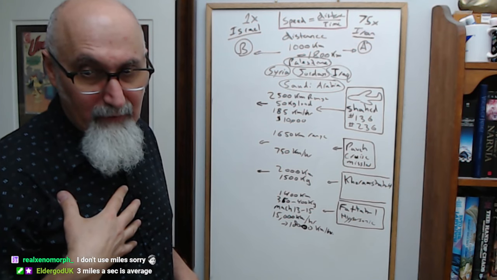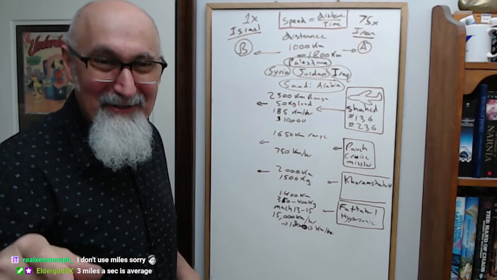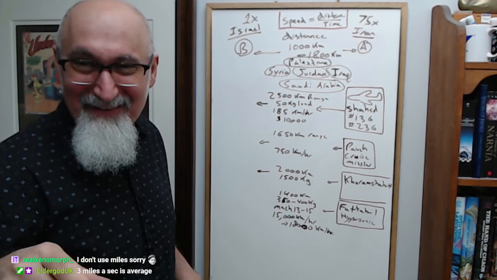Okay, 3 miles per second. No, Elder God's using miles. Why are you using miles, Elder God? You're supposed to be using kilometers. You're in the UK.